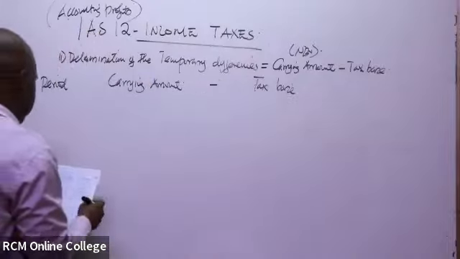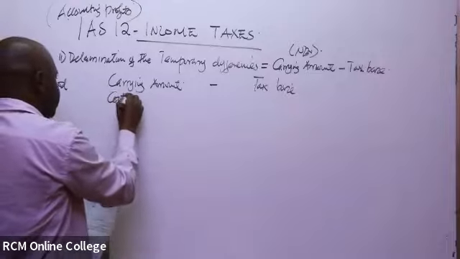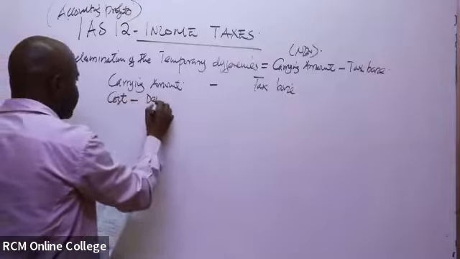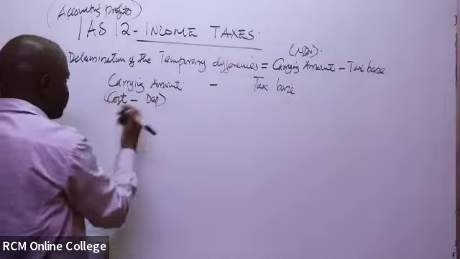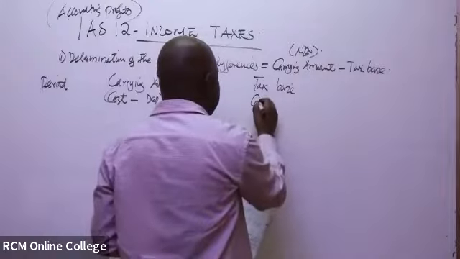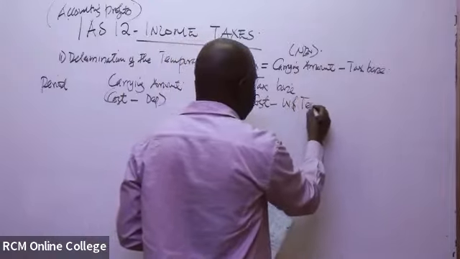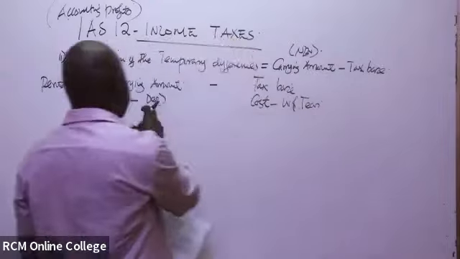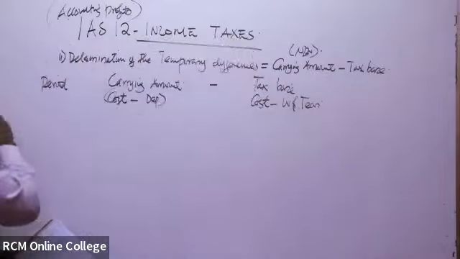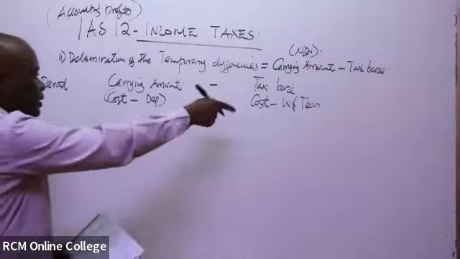The carrying amount will be the cost of the asset minus the depreciation. But our tax base will be the cost minus the wear and tear, because the language the taxman understands is wear and tear, not depreciation. And when determining the taxable profits, we added back depreciation and less the wear and tear.